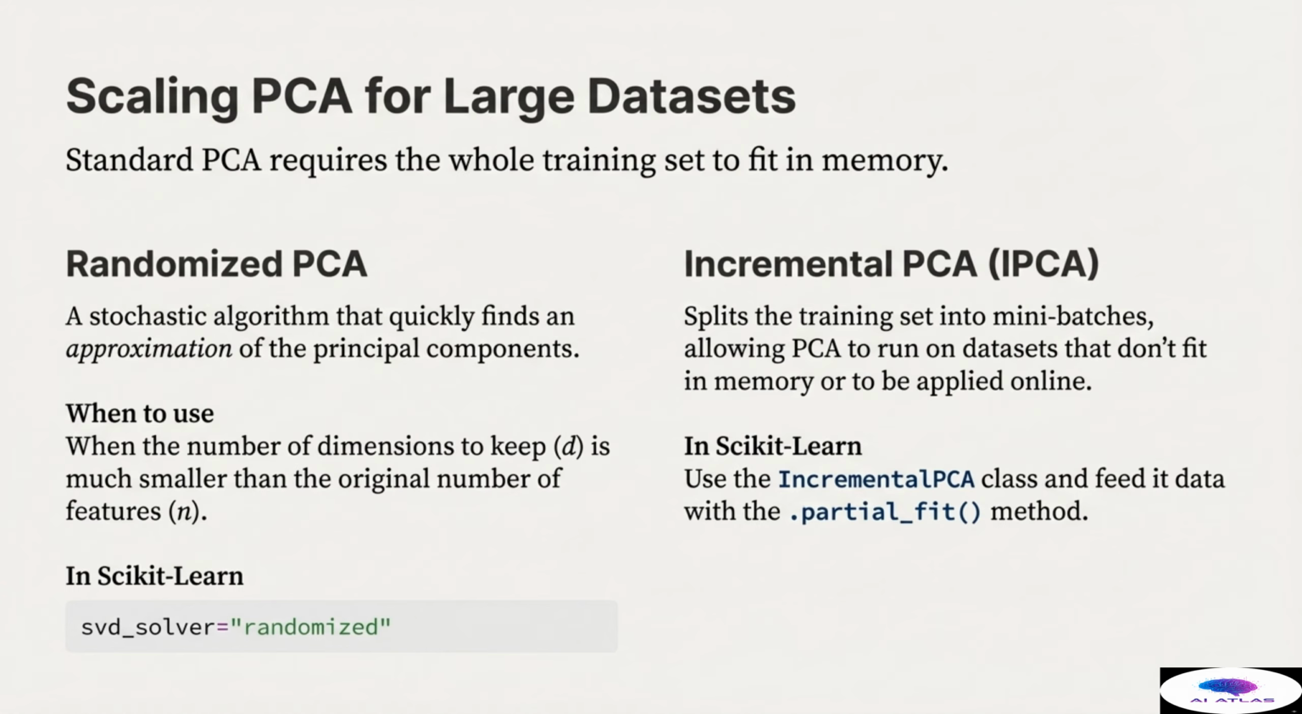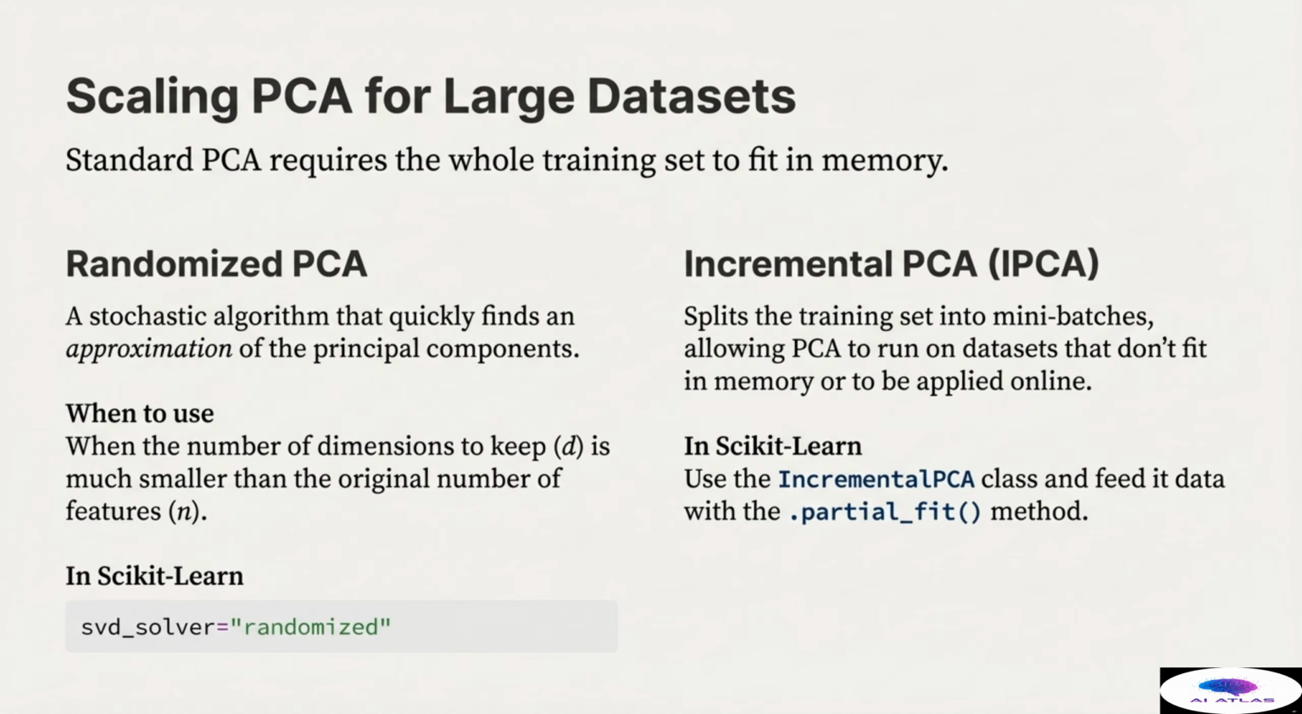The first solution is randomized PCA. This is a stochastic algorithm that finds a fast, highly accurate approximation of the principal components without calculating the full SVD. You should use randomized PCA primarily when the number of dimensions you intend to keep, d, is much smaller than the original number of features, n. It significantly speeds up calculation in these scenarios. In scikit-learn, this is implemented by setting the SVD solver parameter to randomized.